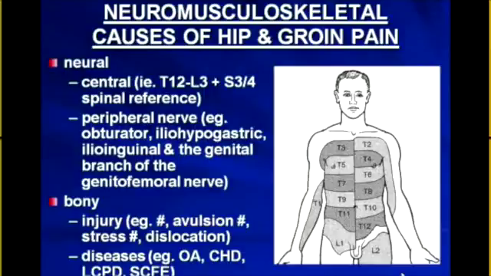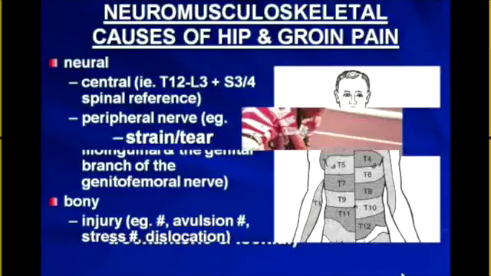We also have bony injuries, so we can have fractures, and avulsion fractures, which are more common in adolescents. We can have stress fractures in this area, dislocations, and then of course we'll talk later on about the childhood diseases such as congenital hip dysplasia, Legg-Calvé-Perthes disease, slipped capital femoral epiphysis, and also OA, whether it's primary or secondary arthritis. The hip is a favorite area for osteoarthritic change.